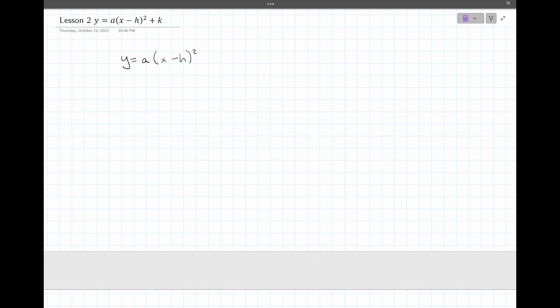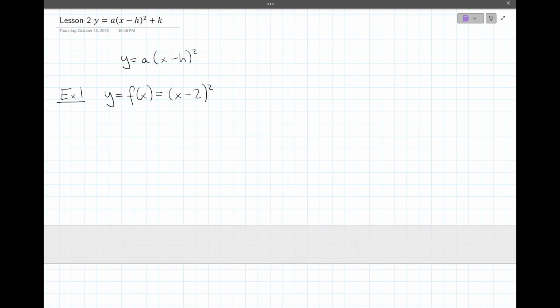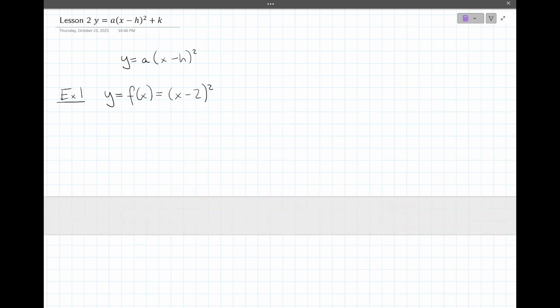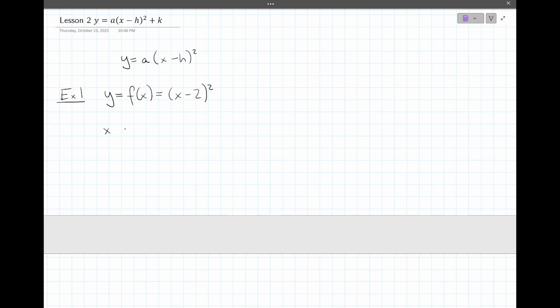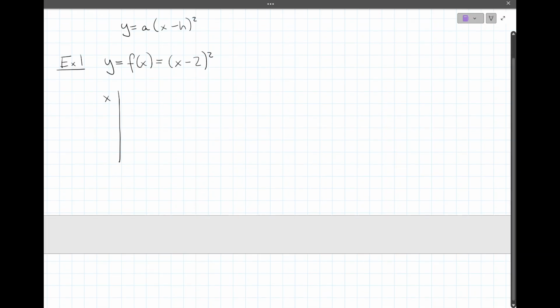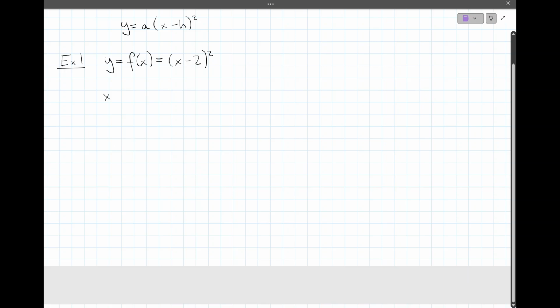The very first thing we're going to take a look at is this function, our example one. We're going to look at y equals f of x equals x minus 2 squared. Let's make our table of values, and then I'll give you a consideration on how it moves horizontally, left or right. And it's not as intuitive as you think.